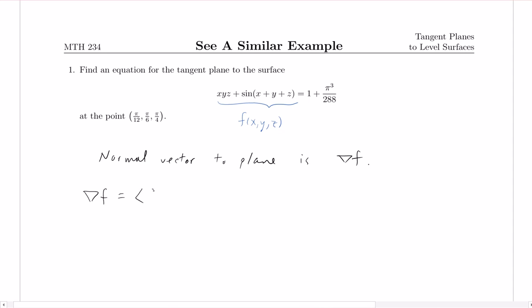So recall, the gradient simply means the vector of partial derivatives. Okay, so let's compute these. So first, the x derivative. For the first term, that's yz. And the second term is just cosine of x plus y plus z. And then the other two are similar. For y, we get xz plus cosine x plus y plus z. And for the z derivative, we get xy plus cosine x plus y plus z.